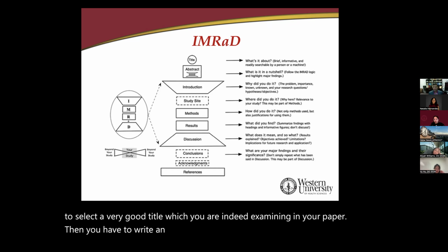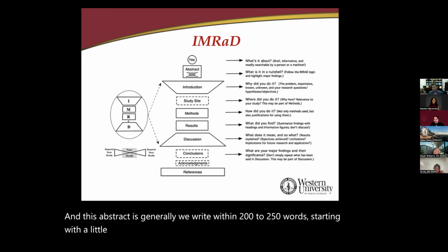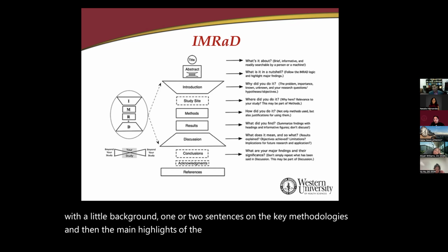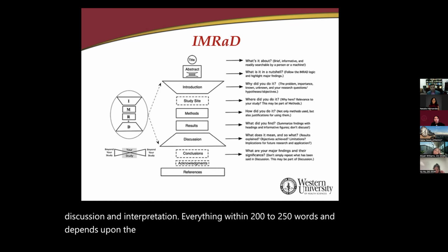An abstract is just what it is in a nutshell. And this abstract we generally write within 200 to 250 words, starting with a little background, one or two sentences on the key methodologies, and then the main highlights of the results and the main highlight of your discussion and interpretation. Everything within 200 to 250 words, and it depends upon the journal you are submitting to.